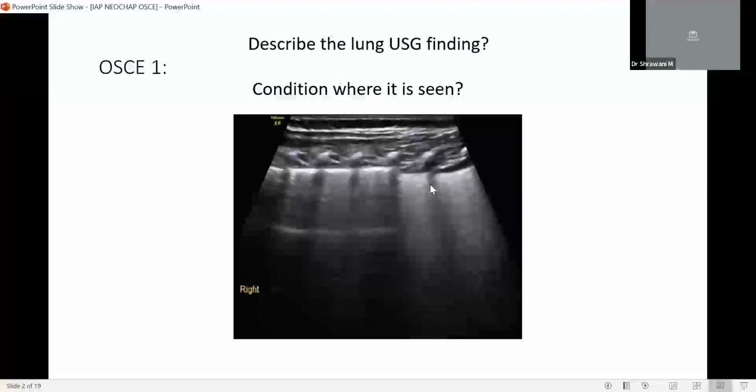So describe this lung USG finding and the condition where it is seen. You can answer in the chat box. Lung USG finding and the condition where it can be seen. Yes, Pradeep Sharma, it was TTNB and lung point seen, double lung point, okay. Double lung point, TTNB, yes.